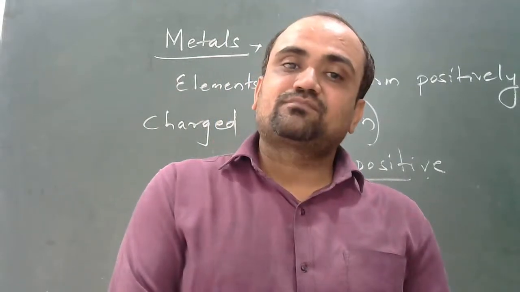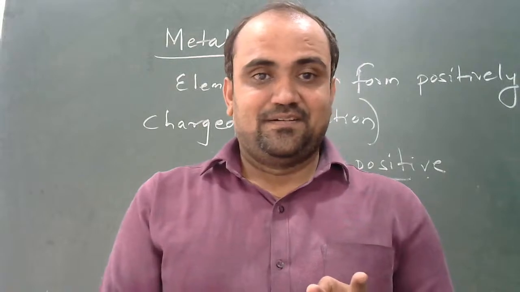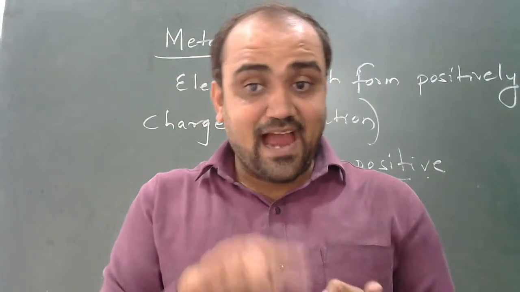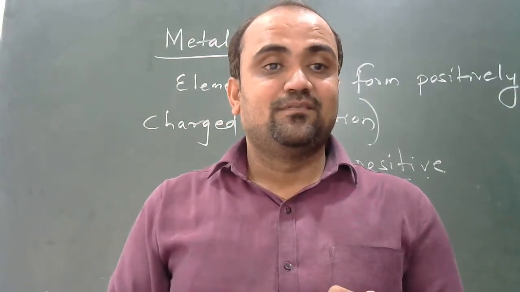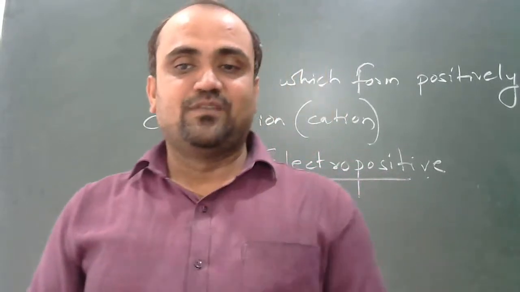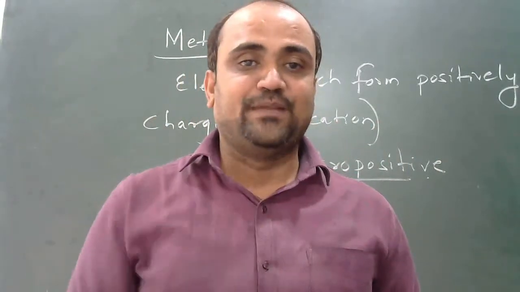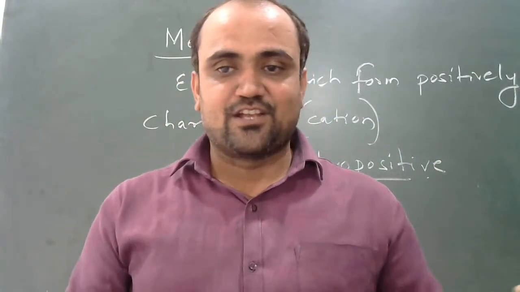And then Irene Juliet, Curie's daughter and son-in-law, त्यांचा जावई, the son-in-law, he also got the Nobel Prize. Like this, 4 Nobel Prizes in a single family in the field of radiations and radioactivity.